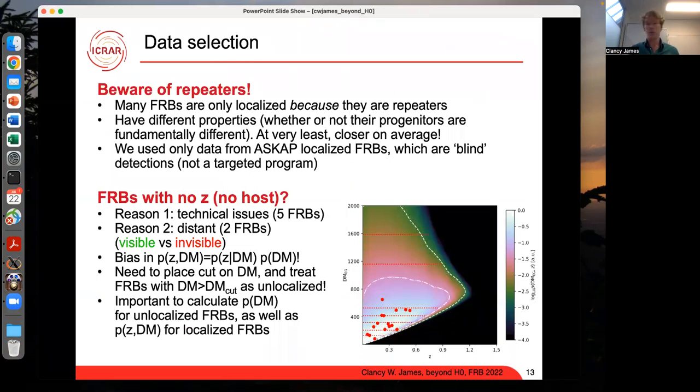Now, it's also a little bit tricky when you go to select which data to use. So beware of repeaters, because many FRBs are only localized because they are repeaters.